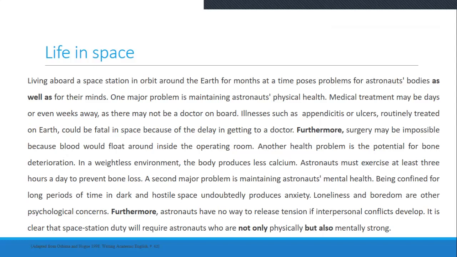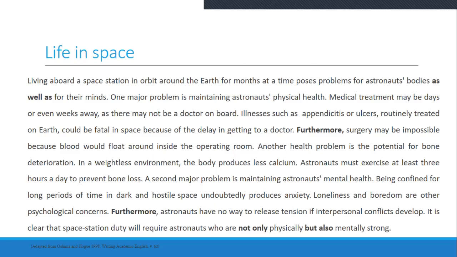Furthermore, surgery may be impossible because blood would float around inside the operating room, right? And then another health problem is the potential for bone deterioration. In a weightless environment, the body produces less calcium. Astronauts must exercise at least 3 hours a day to prevent bone loss. Now, when I look at the sentence, another health problem is the potential for bone deterioration, I don't actually understand what is meant by this, right?